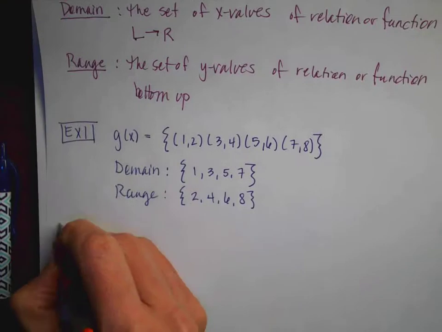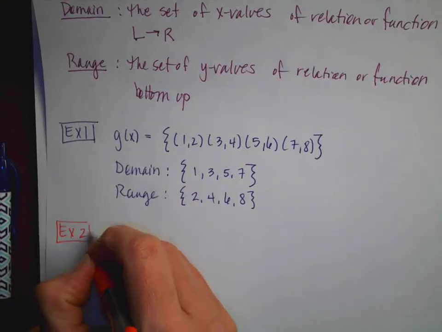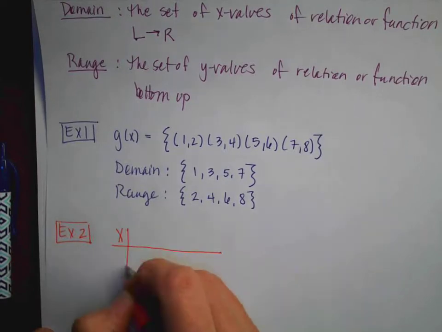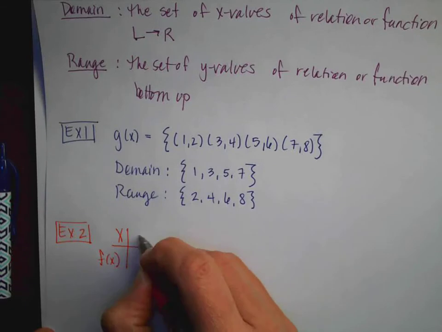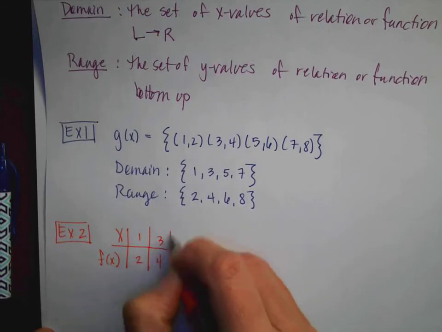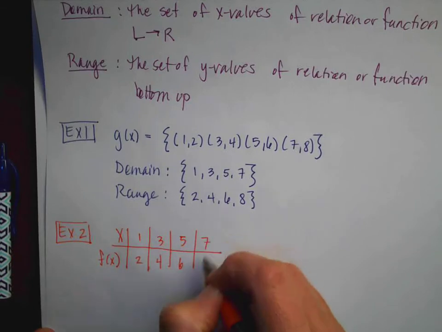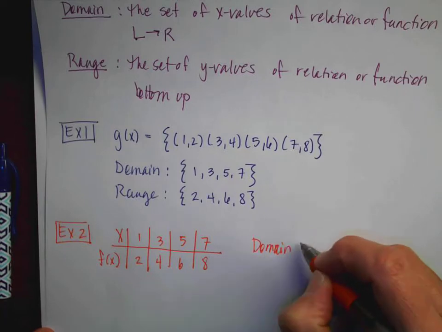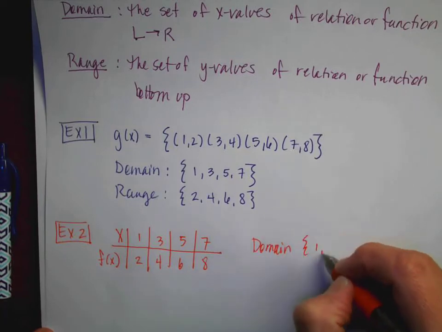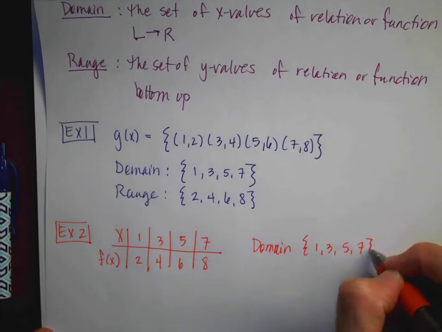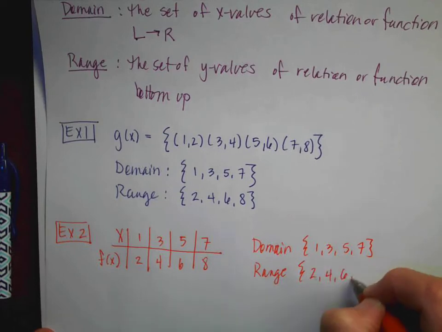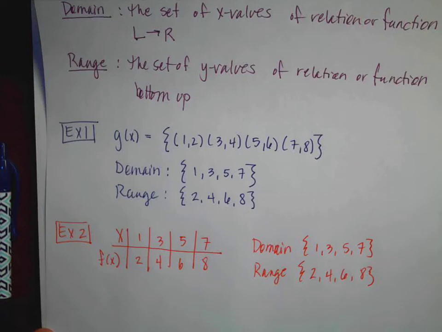Example number 2, we're just going to change the way it looks a little bit. So this time I'm going to have a table with x and f of x, and I have 1, 2, 3, 4, 5, 6, 7, and 8. My domain, again, domain is always going to be the x values, is going to be 1, 3, 5, 7, and then my range is going to be 2, 4, 6, and 8. So politely organized in table fashion.